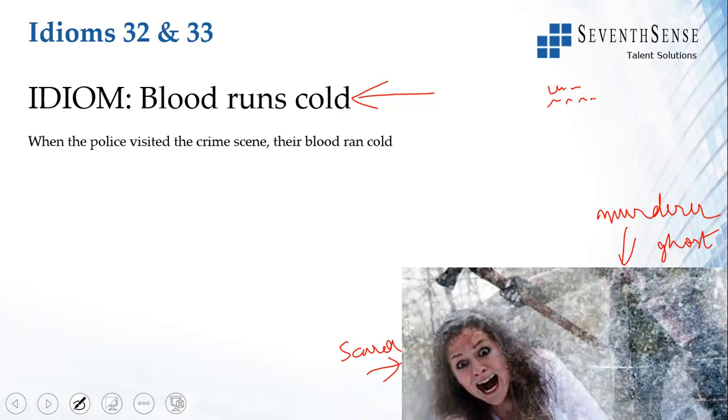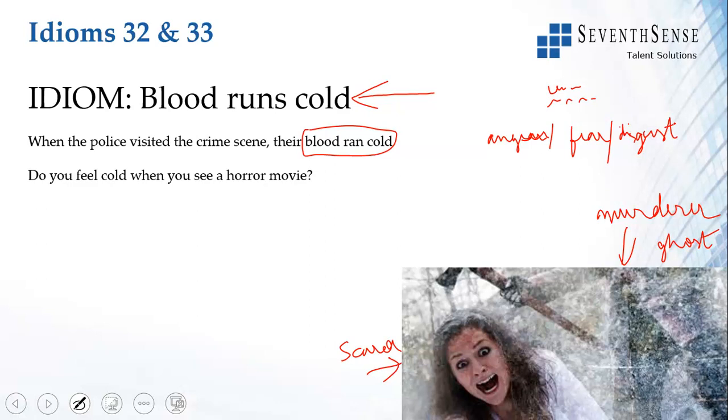Policemen see a lot of crime scenes, right? But in this crime scene, their blood ran cold, meaning they had either anger or fear or absolute disgust. So all of those feelings that the policeman got. Similarly, when we see a horror movie, we feel cold, right? We have a similar feeling as if someone is behind us. We are constantly scared. We are constantly fearful.